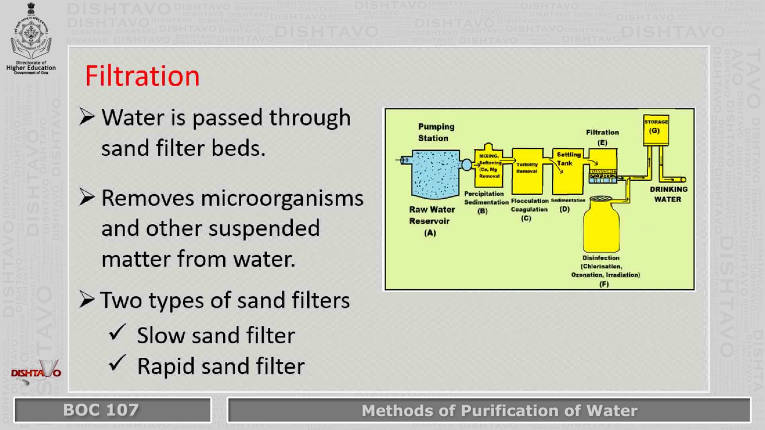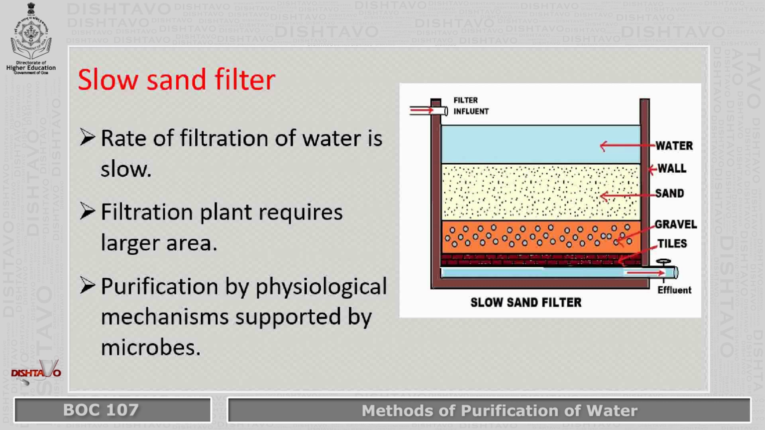After sedimentation, the next step is filtration. The water has to be passed through sand filter beds. As it passes through the sand filter beds, materials such as microorganisms and organic matter remain on the sand and filtered water is obtained. This removes microorganisms and other suspended matter from the water. There are two types of sand filters. One is a slow sand filter and the other one is a rapid sand filter.